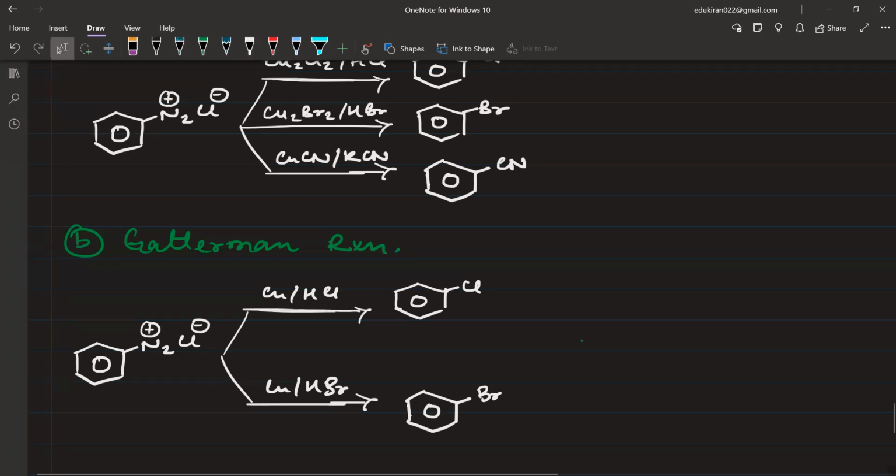So as you can see, what is the main characteristic of diazonium group? The diazonium group can be easily replaced. Okay? Generally, if there is any group attached on the benzene ring, it is not very easy to remove it. But with benzene diazonium chloride, it is very easy to remove the diazonium group. So that is why these reactions are very important for conversions also.